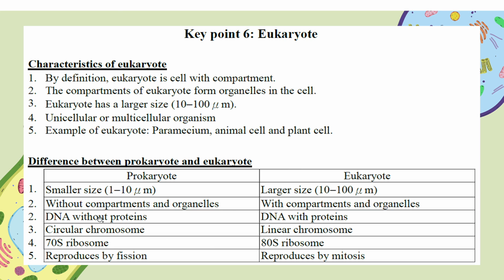DNA without proteins, the long circular one, and the short circular one. Remember the plasmid and nucleoid. And DNA with protein we call eukaryote, with a linear chromosome for eukaryote. Later on we talk about how to pack them. 70S ribosome and 80S ribosome, and then they reproduce by fission and mitosis. We talk about it in the next lesson maybe.